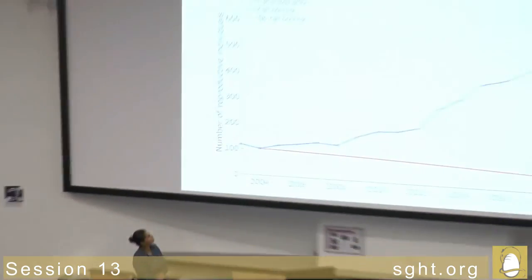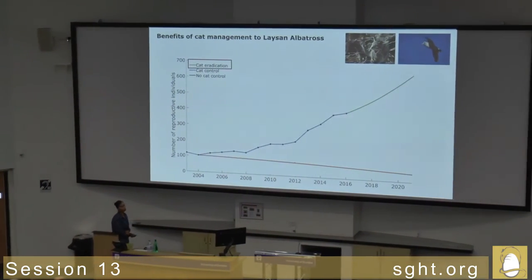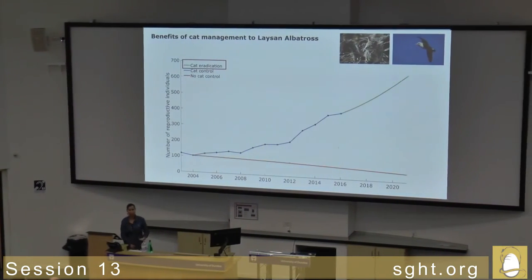This is when we started the control in the Laysan albatross colony in 2003. This shows the predicted result of doing nothing. But we started the control, so the population started going up. And this will be the scenario, not only for the albatross but for all the breeding species, if we continue, and then move on to eradication. For doing so, it was very important.